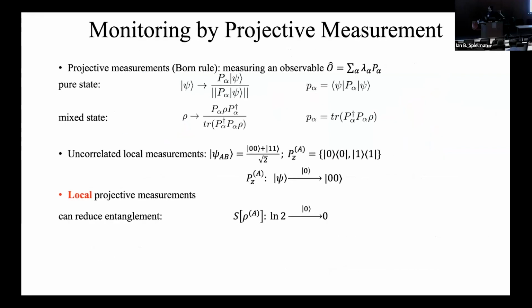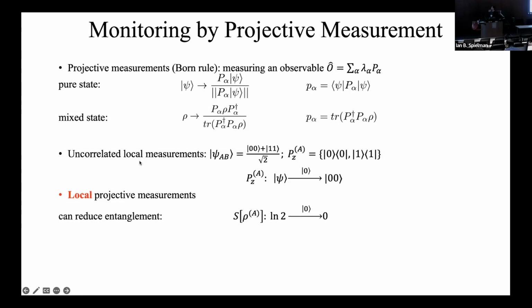Now let's consider a very simple open quantum system, namely a system with projective measurements. This is the operator that defines our observable. These are the eigenvalues and the projections onto its eigenstates. Whenever we have a measurement, the wave function of the system is projected into one of the eigenstates. This is how the density matrix evolves, for a pure state and for a mixed state.